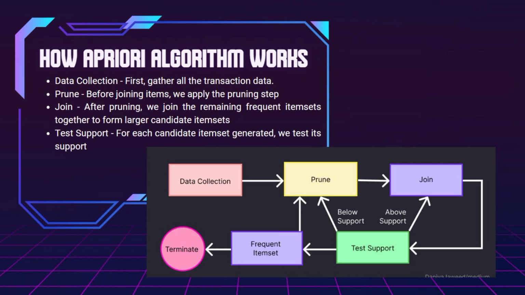Next is join. After pruning, we join the remaining frequent item sets together to form larger candidate item sets. For example, we combine single items into pairs, pairs into triples, and so on. Next is test support. For each candidate item set generated, we test its support. We check how often it appears across all transactions.